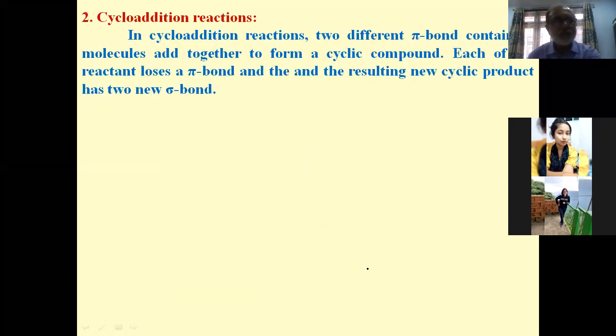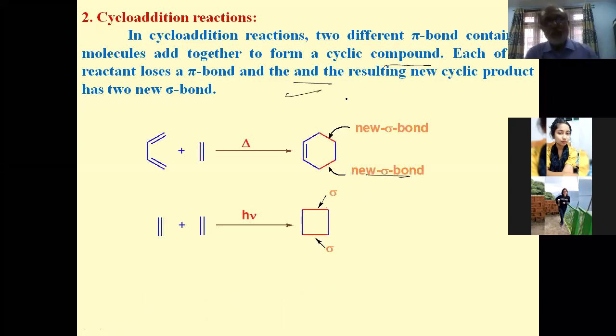Coming to the next category, that is cycloaddition reactions. In a cycloaddition reaction, two different pi bond containing molecules add together to form a cyclic compound. Each of the reactants loses one pi bond, and the resulting cyclic product has 2 new sigma bonds. If we take an example, it will be clear here.